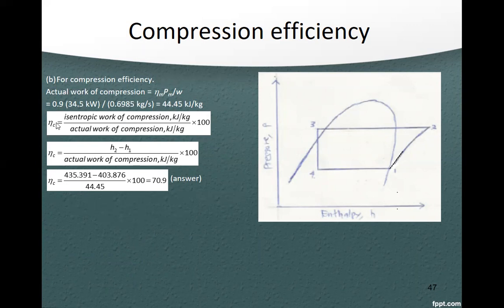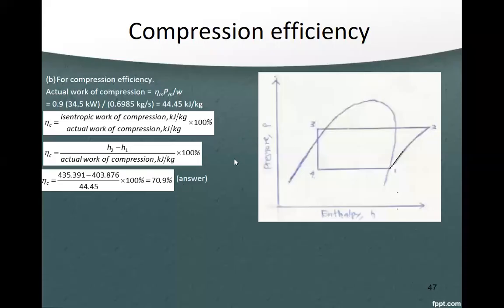Then η sub C, the compression efficiency, is equal to the isentropic work of compression divided by the actual work of compression, which is h sub 2 minus h sub 1 over the actual work of compression, or 435.391 minus 403.876 divided by 44.45 times 100, which is 70.9%. So this is your answer, 70.9%.